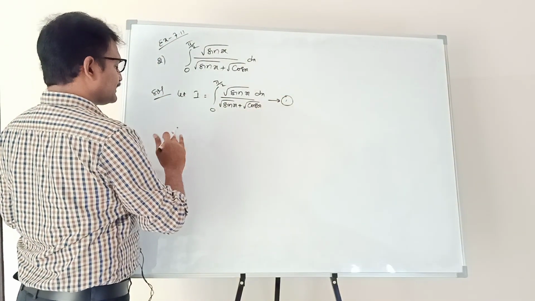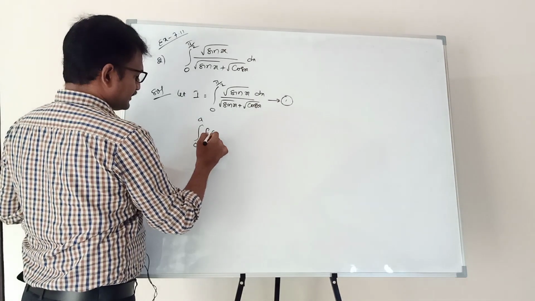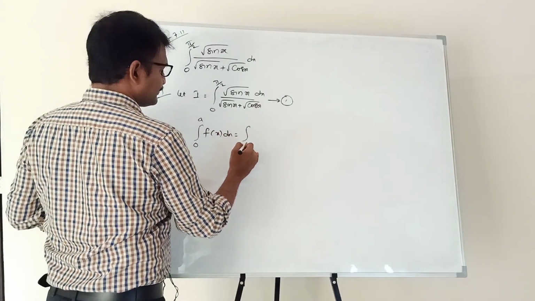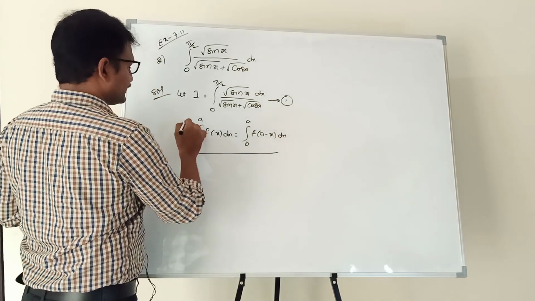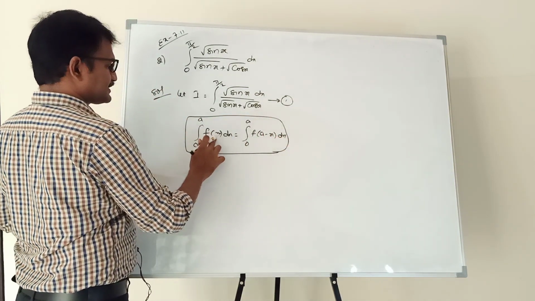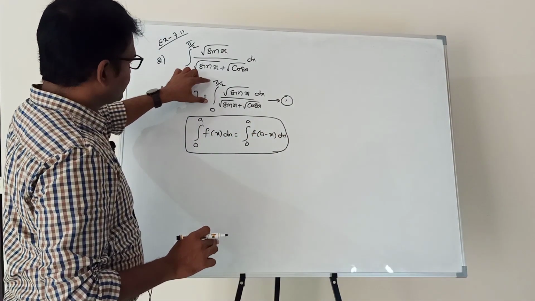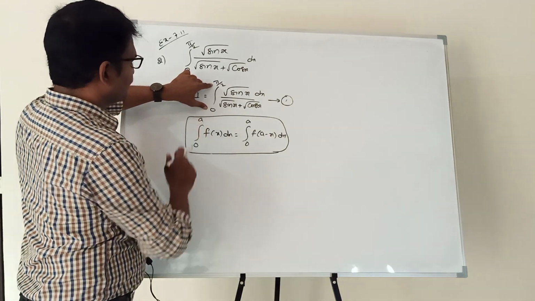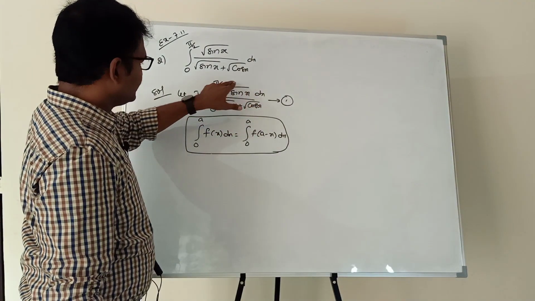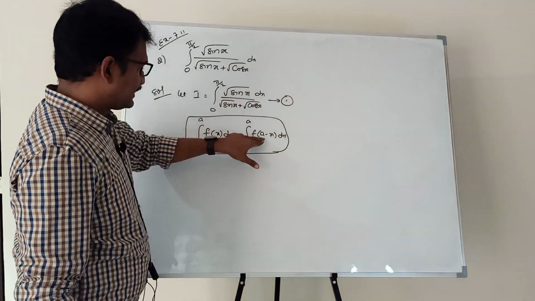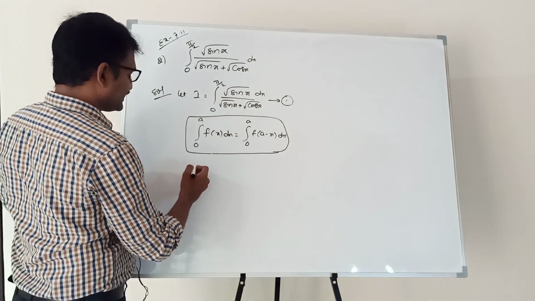So according to property number 5, what is property number 5? The integral from 0 to a of f of x dx is equal to the integral from 0 to a of f of a minus x dx. So according to this property, in the place of x, you can replace x with a minus x. See, if you observe the given problem, 0 to a means 0 to pi by 2 is there. dx is there. What is f of x? This is f of x. So in this f of x, in the place of x, you can replace with pi by 2 minus x.